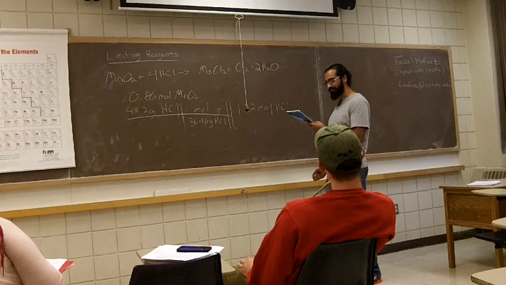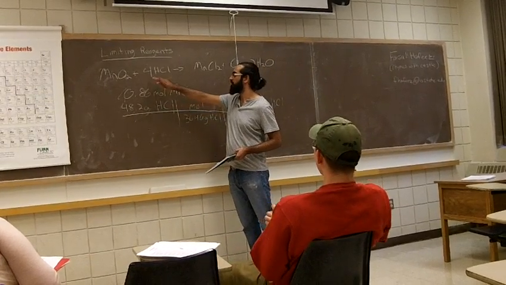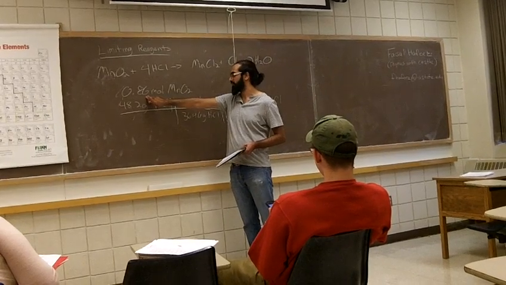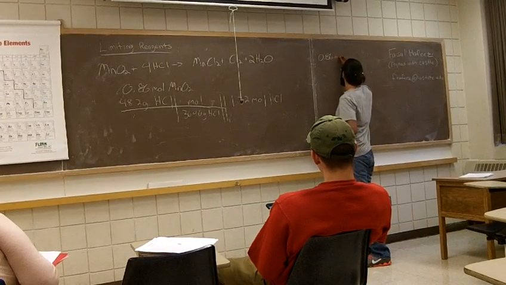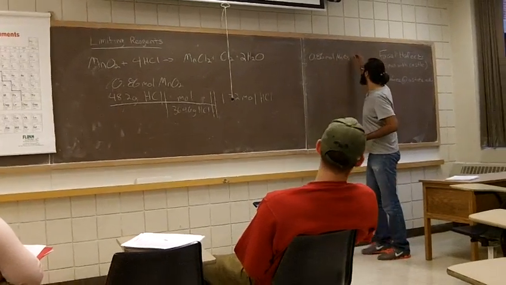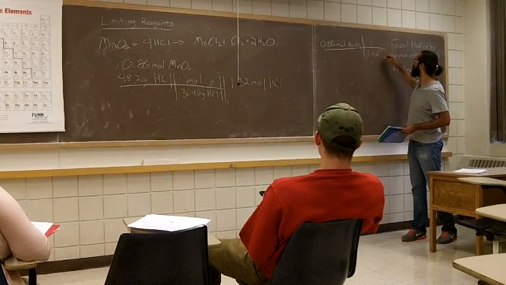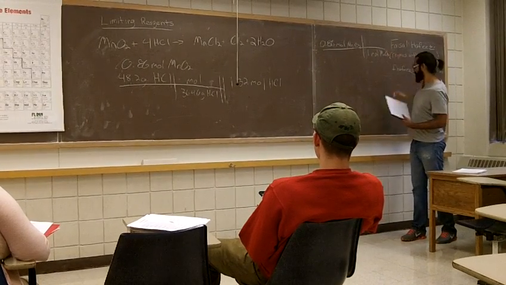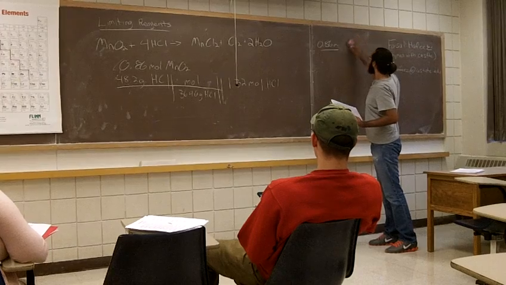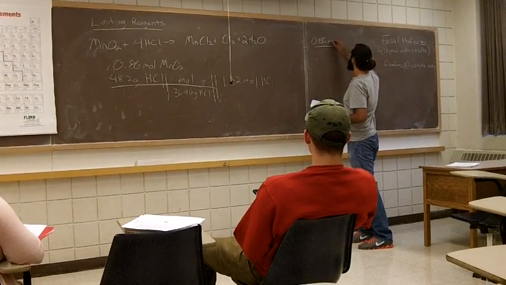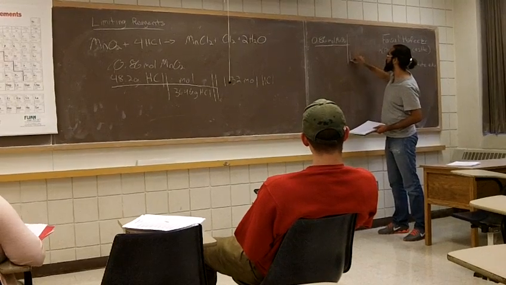Not exactly. Let's see how many moles of HCl we'll use if we have 0.86 moles of magnesium oxide being used. So for 1 mole of MnO2, how much HCl? 4.